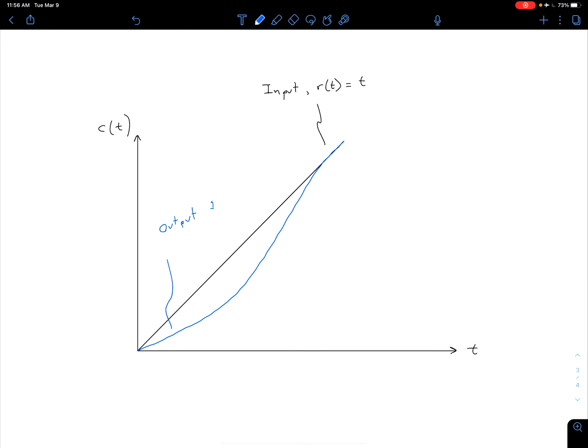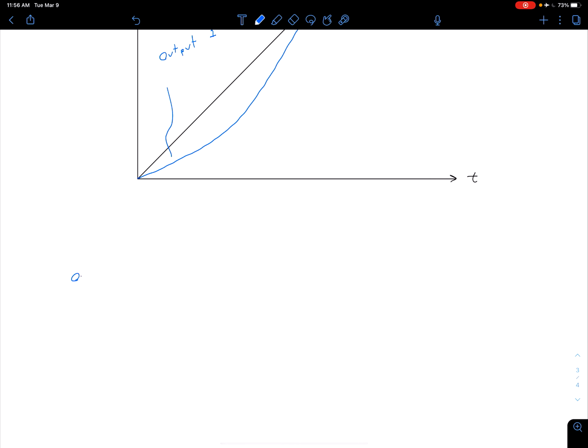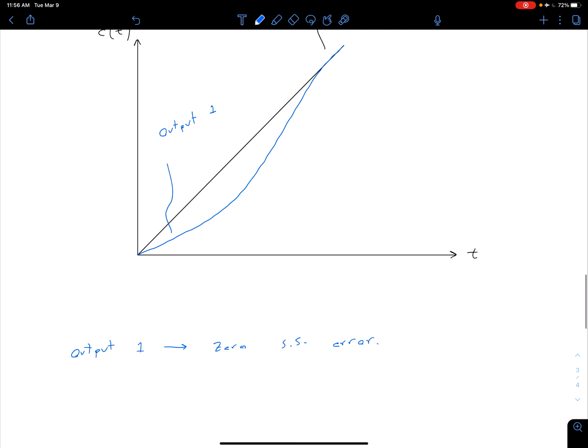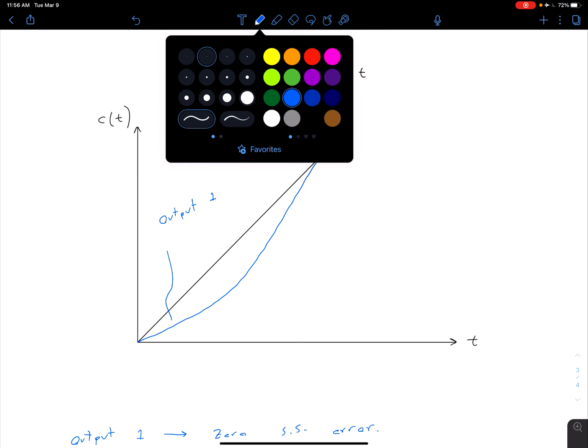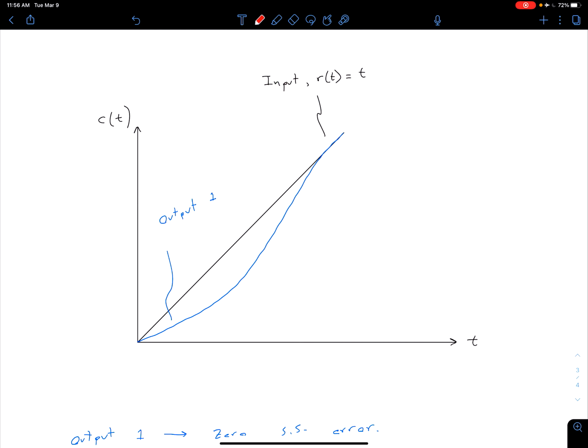And so what we can say about output 1, which again would be related to system 1, is that our system 1 has 0 steady state error. And the reason we can say that is we go back to our basic definition of steady state error, which is the difference between our input and output as t goes to infinity. And so because these two are the same value as t goes to infinity, we have 0 steady state error. Let's take a look at a second system.